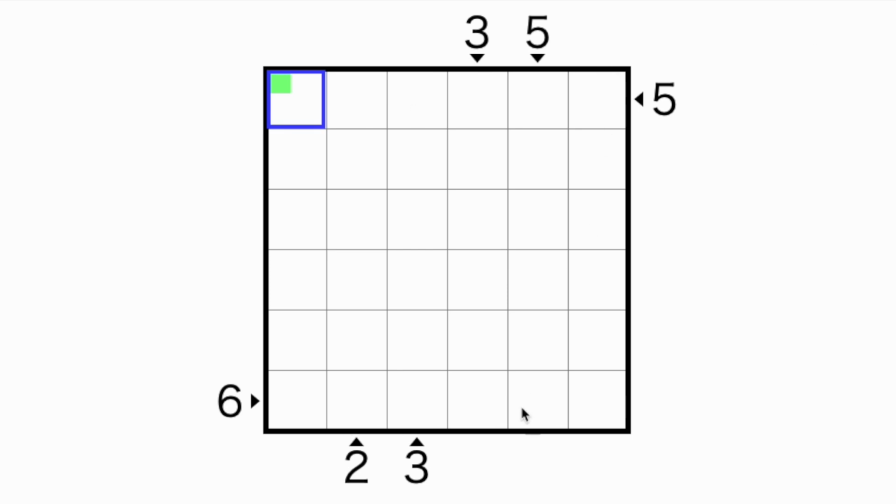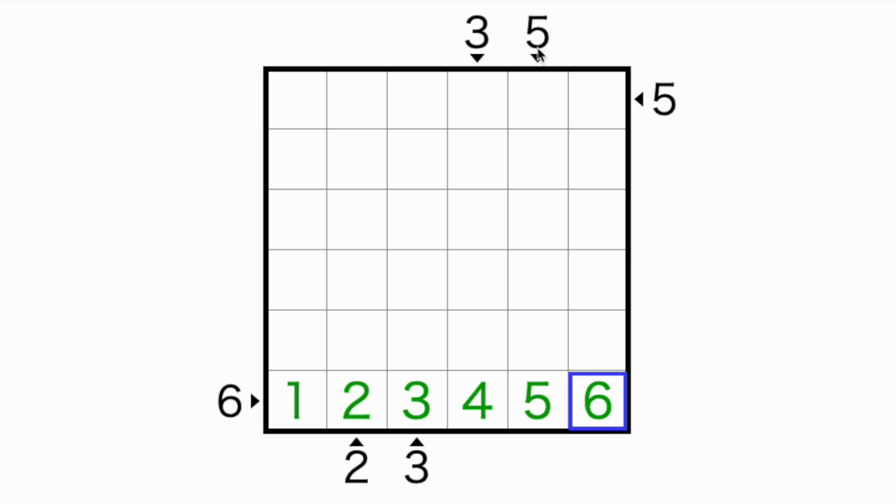This is a 6x6 grid, so we're putting numbers from 1 through 6 in them, and this 6 clue is maximal. It's going to tell us exactly what happens in this row. We have to see the numbers 1, 2, 3, 4, 5, 6 in order, because that's the only way we're going to see 6 distinct buildings in this row.